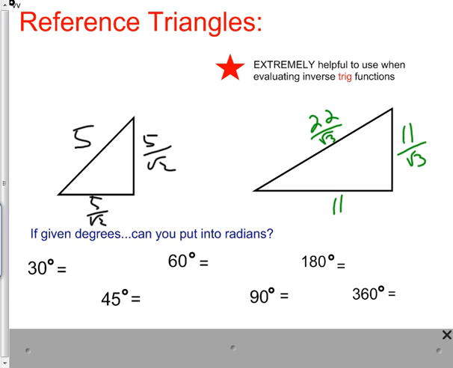30 degrees is pi over 6. Would you please see if you can complete this? You should know what 30, 45, 60, 90, 180, and 360 are all in pies. Just make sure you're solid on all of those.